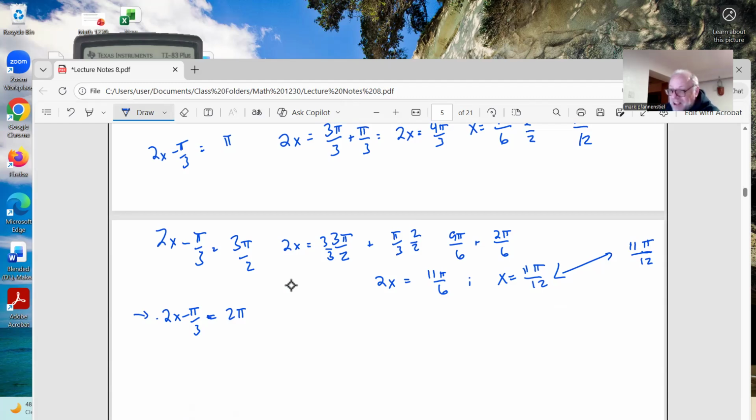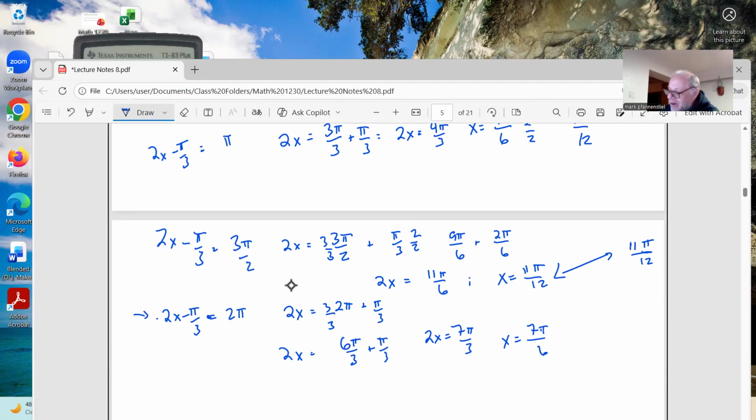It's just a number. So we're going to say 2x is equal to 2 pi plus pi over 3. Oh, now I got to get common denominators. This is 2x equals, I'm going to multiply this by 3 over 3. We're getting common denominators. 3 times 2, that's going to be 6 pi over 3 plus pi over 3. That's going to give me 2x equals 7 pi over 3. And then we have to divide by 2, right? We get x equals 7 pi over 6.